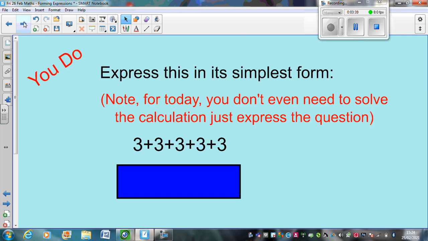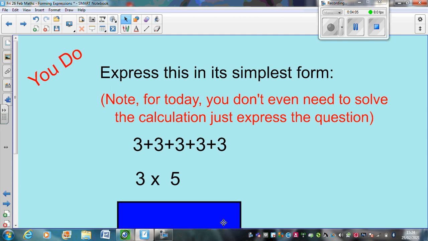So, express this in its simplest form. I'm not asking you to add these up, I'm asking you to express this question in its simplest form. Pause now and have a go, then I'll give you the answer. So, here we go. 1, 2, 3, 4, 5. We've got 5 lots of 3, so we're going to express this by saying 3 times 5, or 5 times 3. It's the same thing, isn't it? Doesn't matter which way you write it. Hope you got that.